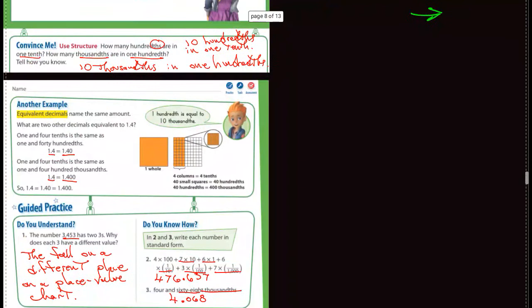All right, number 3, 4 and 68 thousandths. We're talking about small numbers here. All right, 68 thousandths. 0, 6, 8. That 8 needs to go all the way to the thousandths place. I'll give you some more like that for you guys to practice on. Maybe we'll talk about those tomorrow. Let's move up a little bit here.